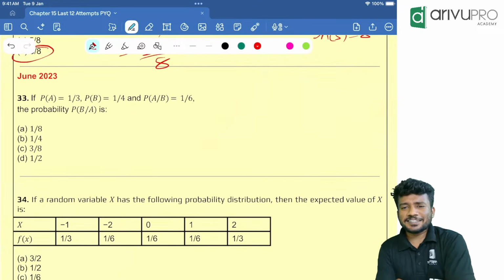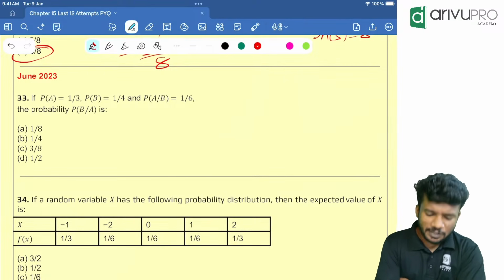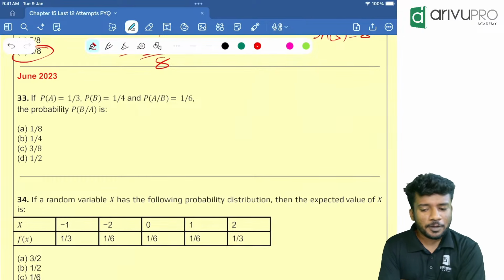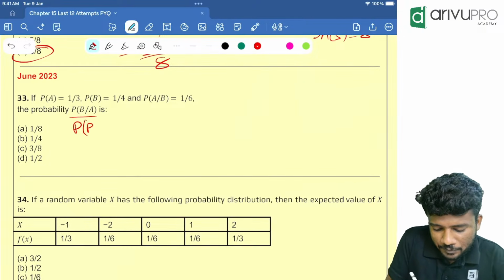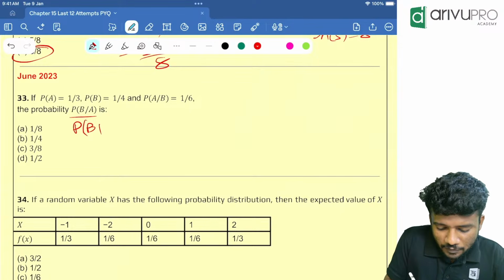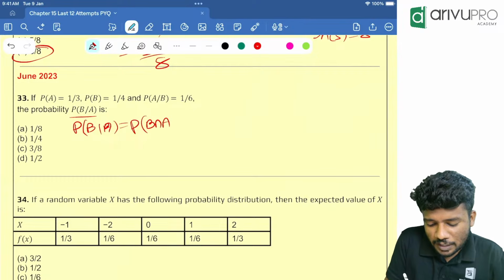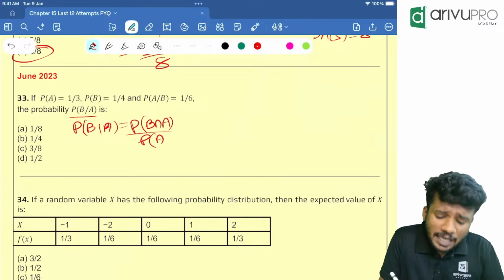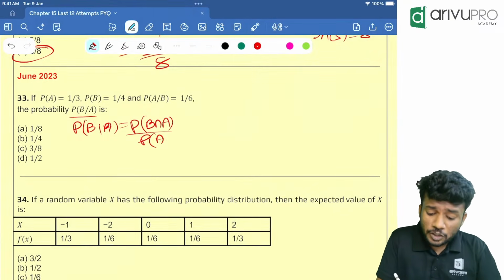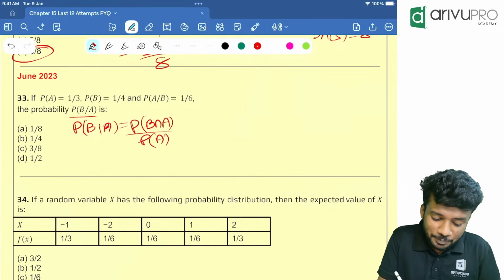If P of A is equal to 1 by 3, P of B is equal to 1 by 4, P of A given B is equal to 1 by 6, find the probability of P of B given A. How will you find P of B given A? P of B given A can be written as P of B intersection A divided by P of A. Do you have the value of P of B intersection A? You don't have it. How will you find it?